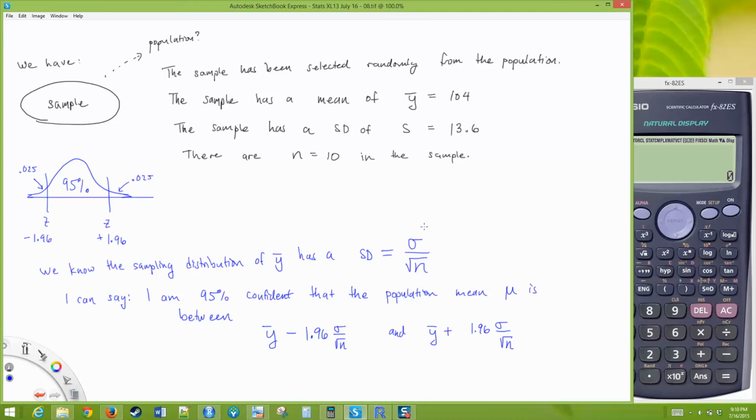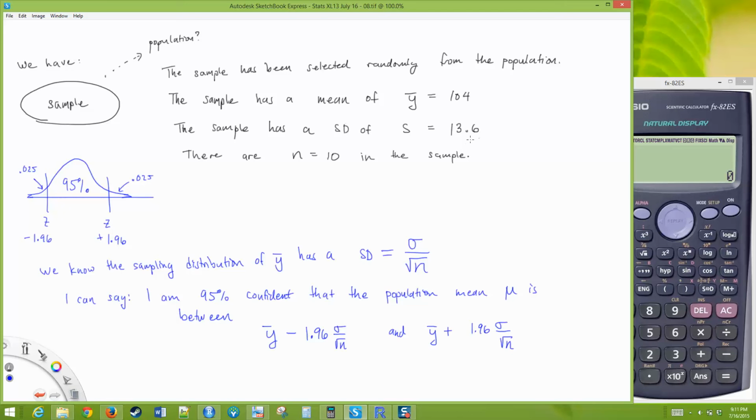Can't you just calculate it? Well, we can't really calculate it. I mean, the only thing that we have that tells us about the population is my sample of 10 people, and all I have is a mean of 104 and a standard deviation of 13.6. So I'm going to argue that right now my best guess for the population standard deviation is my sample standard deviation of 13.6. Okay, but I have no idea if this is a good or bad estimate. But that's what I'm going to do.